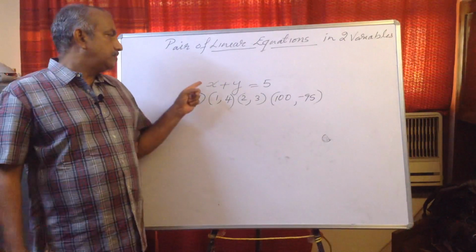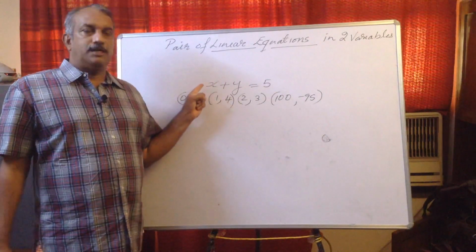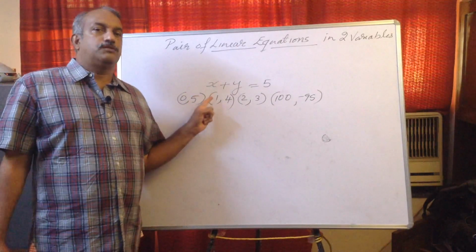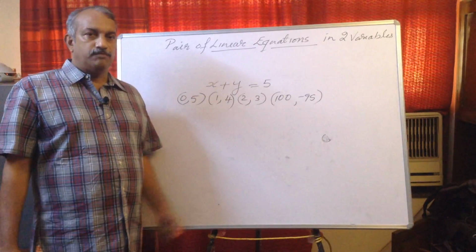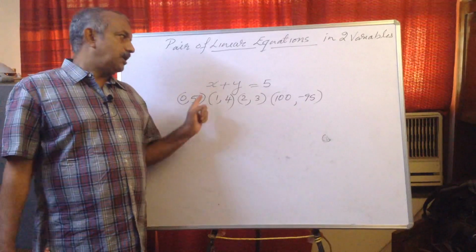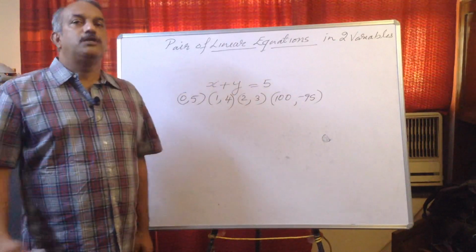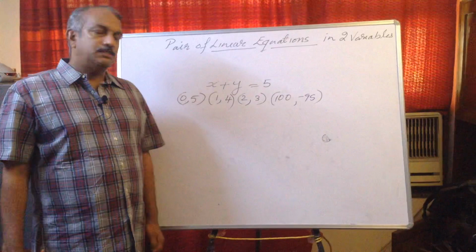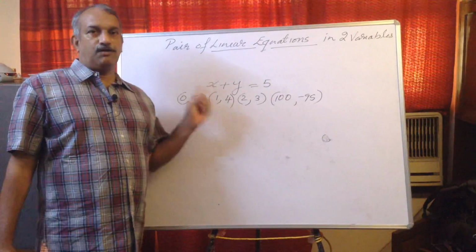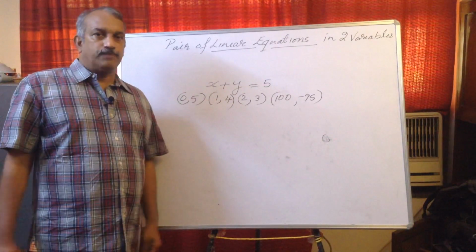So we cannot use a linear equation in 2 variables for solving a word problem. We will be looking for an answer, and there are infinite answers, so we won't get the correct answer. That is why we are taking a pair of linear equations together.